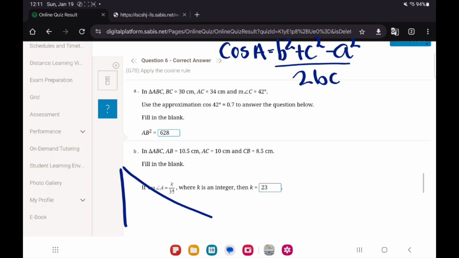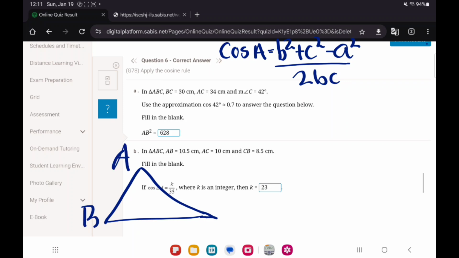Like I said, it's way easier for everyone. Let me not do a right triangle because it isn't. When they don't say it's a right triangle, don't draw a right triangle, because for me it confused me way too much. Okay, so label it. Okay, AB is 10.5, so let's just do that. AC is 10 and CB is 8.5.